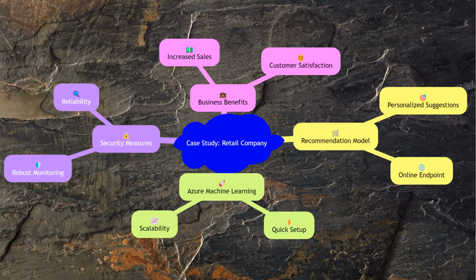To illustrate the concepts discussed, let's look at a real-world case study. A retail company deployed a recommendation model to an online endpoint to provide personalized product suggestions to its customers. By using Azure Machine Learning, they were able to set up the endpoint quickly and scale it to handle millions of requests per day. The company also implemented robust monitoring and security measures to ensure the endpoint's reliability and security. This case study highlights the practical aspects of deploying a model and the benefits it can bring to a business.